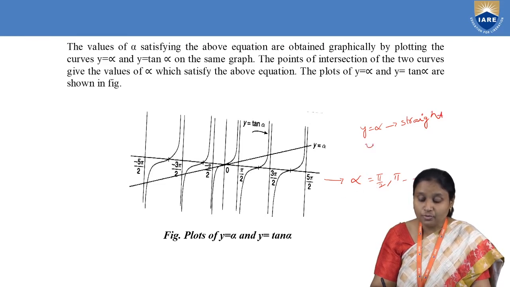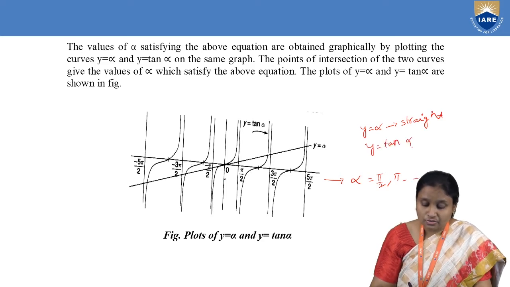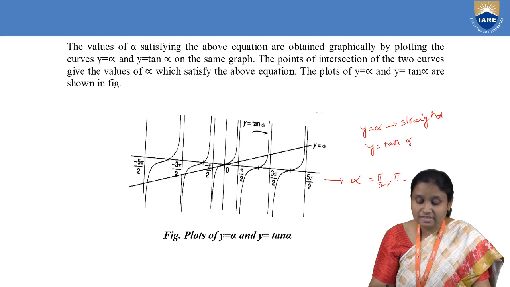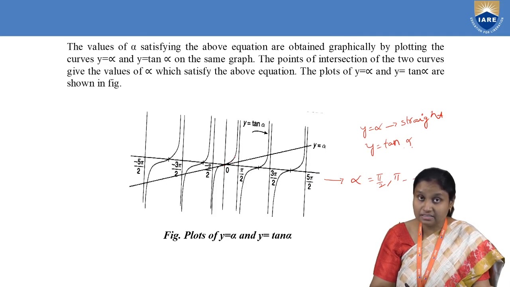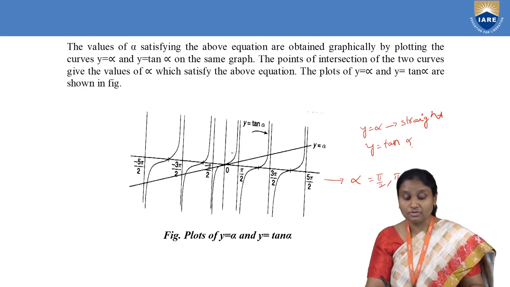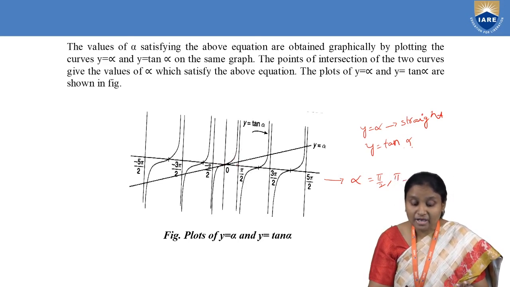Now I have to plot y is equal to tan alpha, and already we know that. So here y is equal to tan alpha. If I substitute alpha is equal to 0, then tan 0 is 0. Okay. Then next I'll take tan 30 degrees, then tan 60 degrees. Then if I go to tan 90 degrees, so here what you will observe is tan pi by 2.